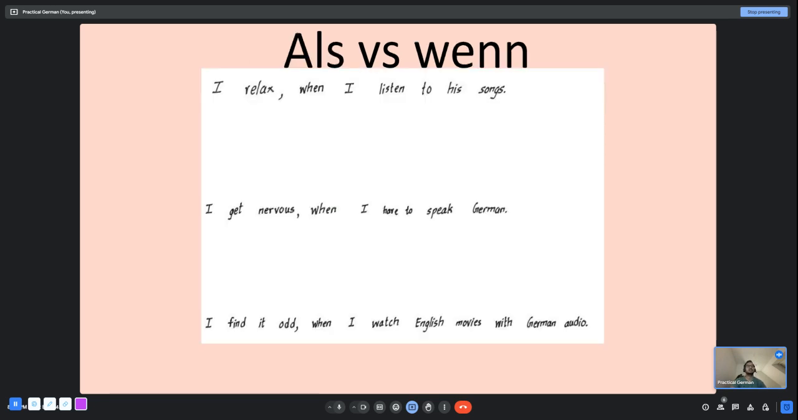So we discussed wenn versus wann. Let's talk about als versus wenn. Okay. So als versus wenn, they both mean condition. They can both mean if. They can both mean when. Okay. But to be frank, als, before that, let me confuse you a little bit more. Als can be used in different ways.